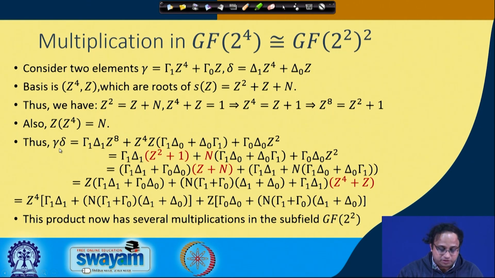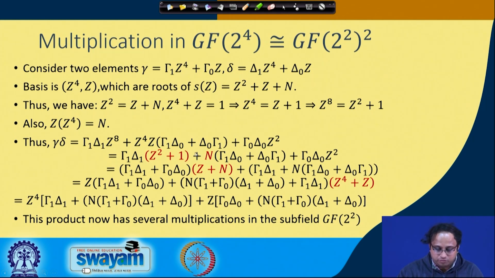If I do this multiplication, again I will have terms like z power of 8, because z power of 4 and z power of 4 will get multiplied. I will have terms like z power of 4 into z, for which this will be my corresponding coefficient. And likewise, I will have delta 0 into gamma 0 z square. Now what I can do is replace the z power of 8 as z square plus 1. I just take this simplification, that is z power of 8 is equal to z square plus 1, and I plug it over here. The product of this is written as n, and I get this part.